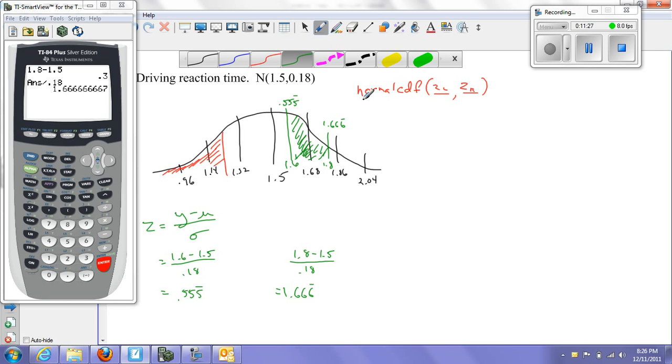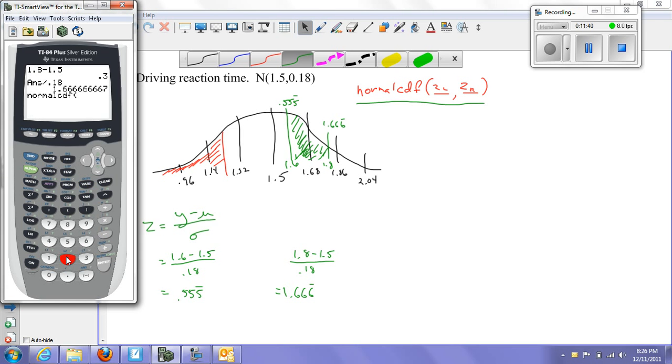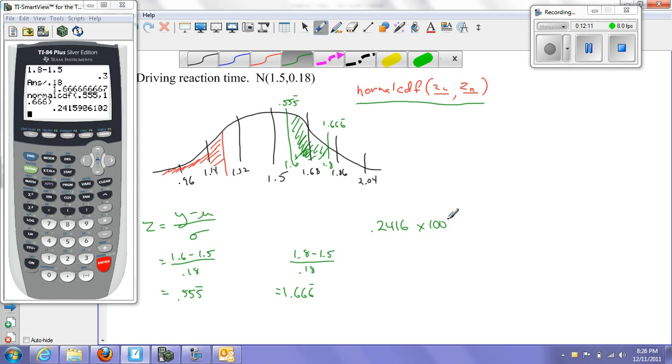And for that, I'm going to again go to our normal CDF function. So let's plug that in, see what that looks like. Second vars, 2 for normal CDF, and my left is 0.555, comma, and my right is 1.666, close the parentheses, enter. 0.2416 times 100 is equal to 24.16%. And that's the answer for this part of the question, D.